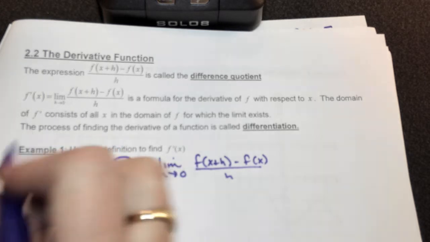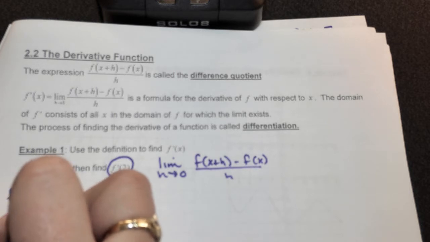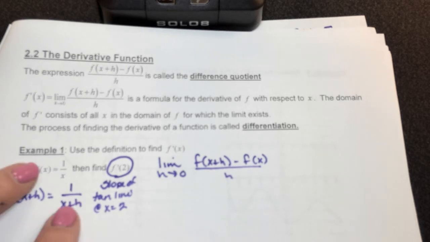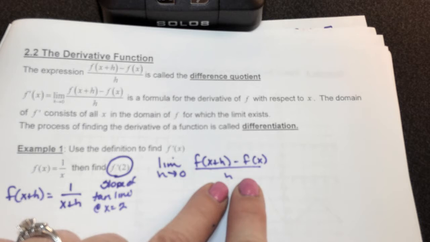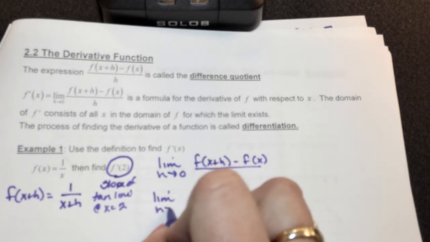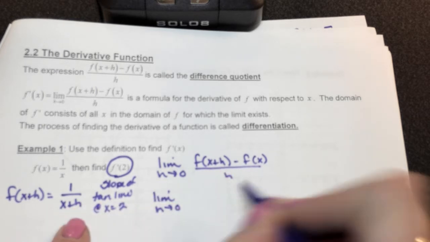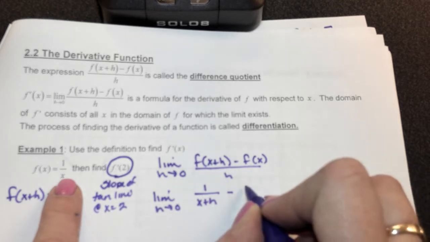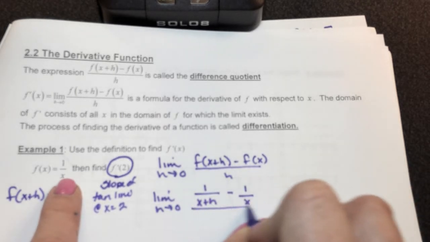So here's my f of x. What would f of x plus h then be? If f of x is 1 over x, what is f of x plus h going to be equivalent to? 1 over x plus h. Now I want to plug f of x and f of x plus h into my formula to calculate the derivative. So I want the limit as h approaches 0 of f of x plus h, which you told me is 1 over x plus h, minus f of x, which is 1 over x, all over h.